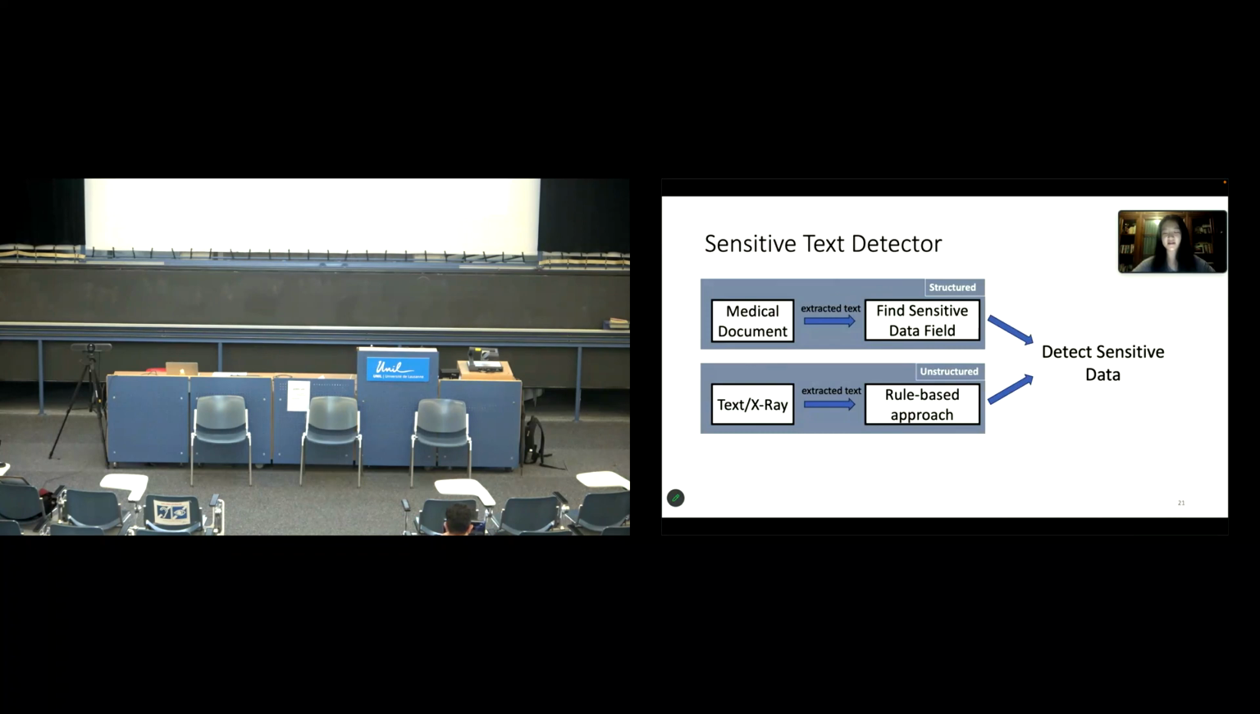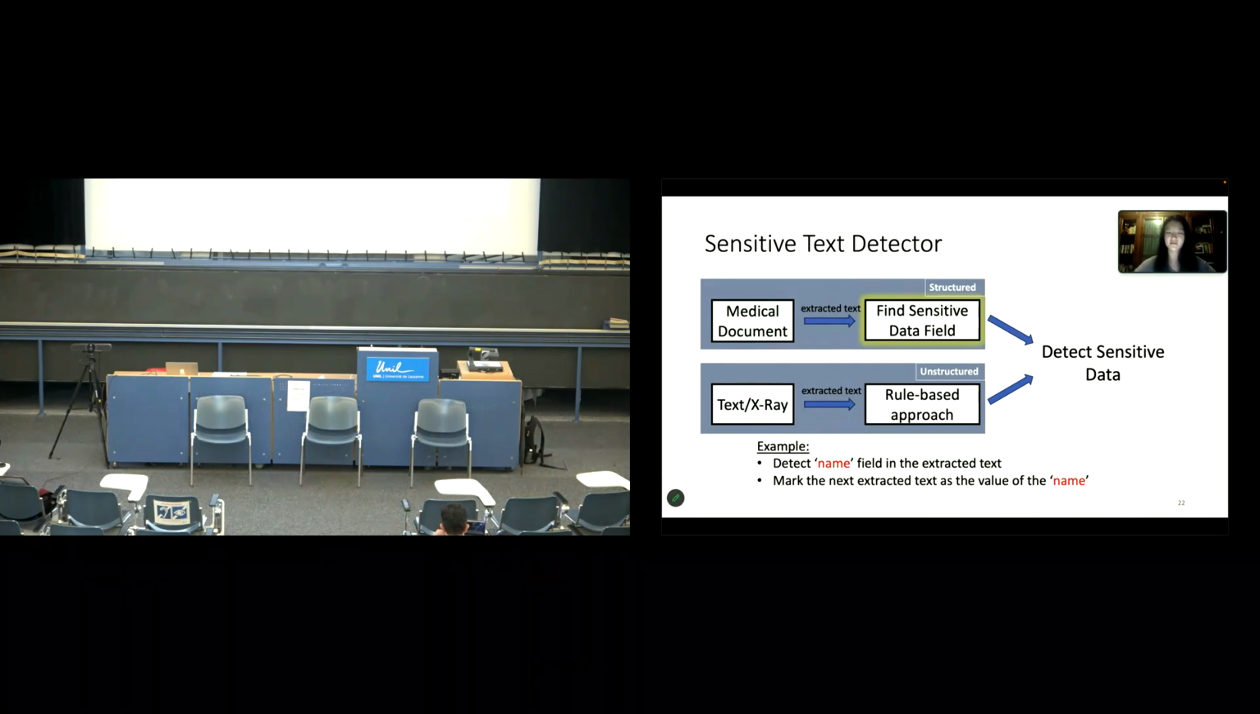For the sensitive text detector, since medical records and documents are highly structured, we can directly search for the desired data fields and map out their values. Once we locate the desired data field, we consider the next extracted text as the corresponding value of that field. For example, to identify name information, we first look at the name field in the extracted text, then mark the next extracted text as the value of the name.